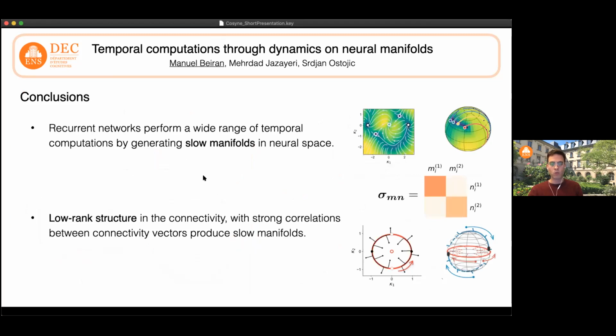The conclusions of this work is that recurrent networks perform flexible timing tasks by generating these slow manifolds. And such slow manifolds can be generated by particular type of low-rank structure in the connectivity.